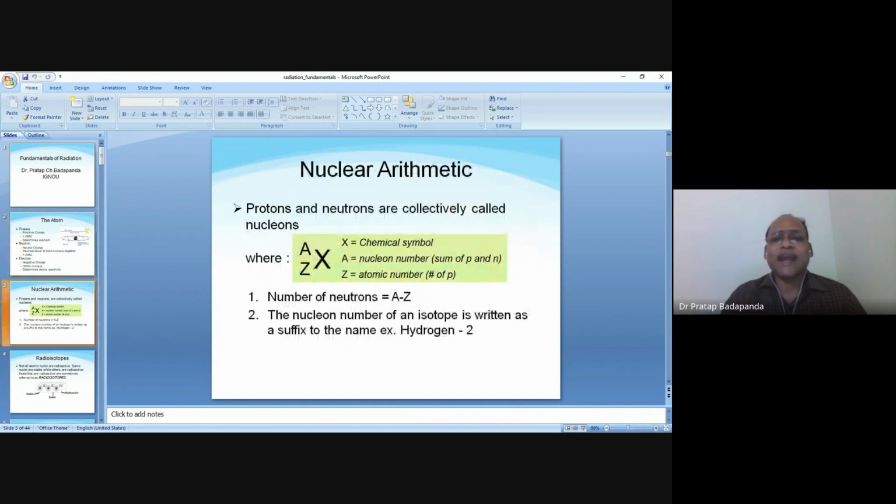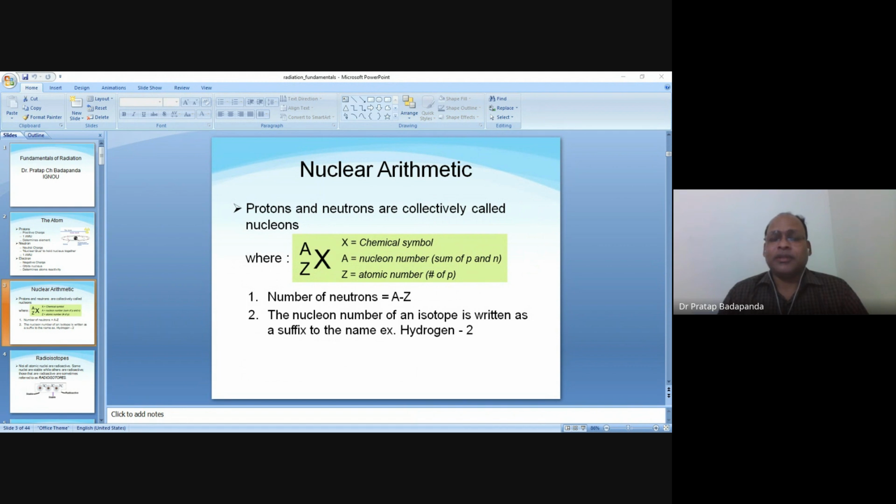The thing is that nuclear arithmetic is an important part of this. We have discussed these things already. A proton and a neutron are collectively called nucleons. The nucleus is otherwise known as nucleons, because the protons and the neutrons are both present in the nucleus. This combination is called nucleons.